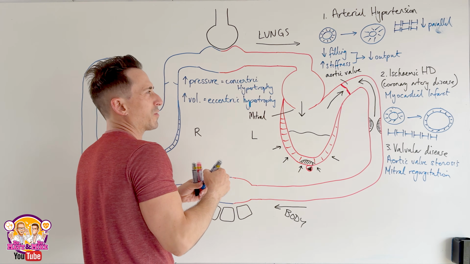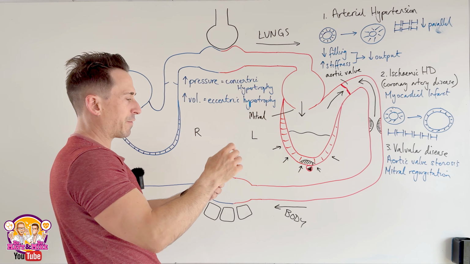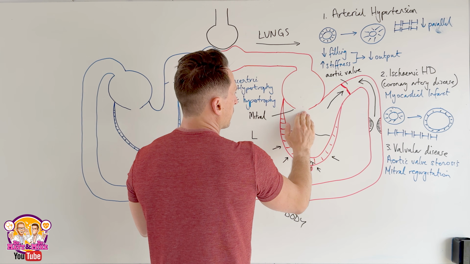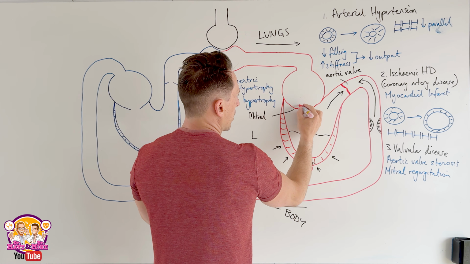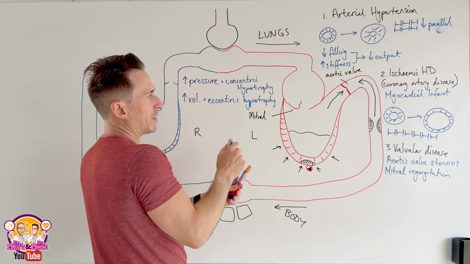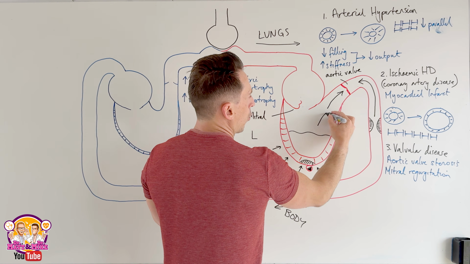So that means it's sort of the opposite of the stiffness. It's a bit floppy, right? So if it's a floppy valve, it's not going to close properly. It might sort of flap back. And that means when this ventricle contracts, not all the blood gets ejected.